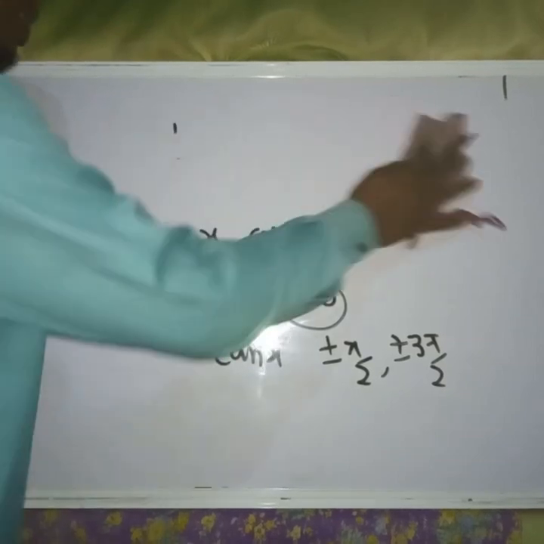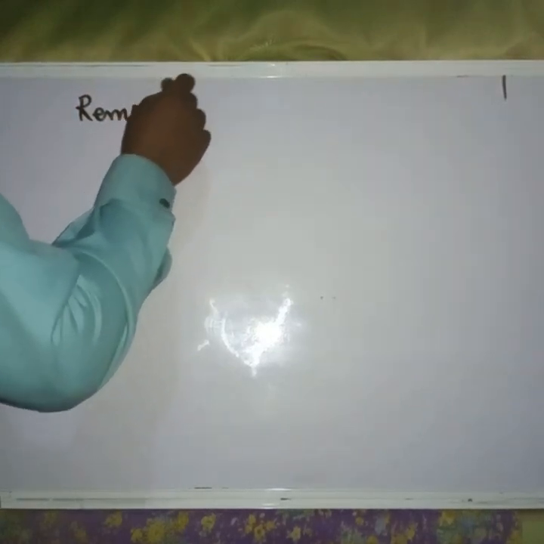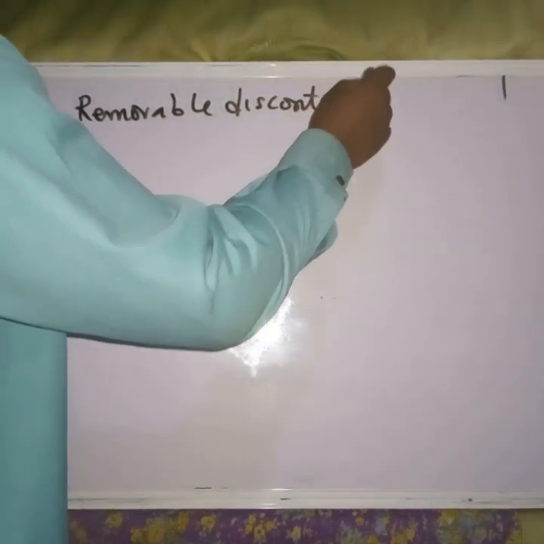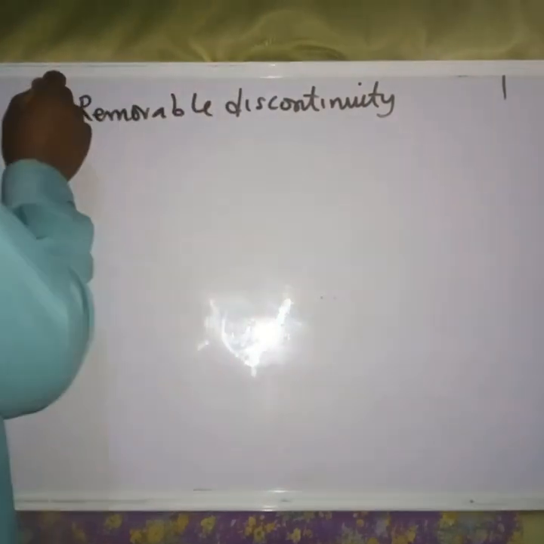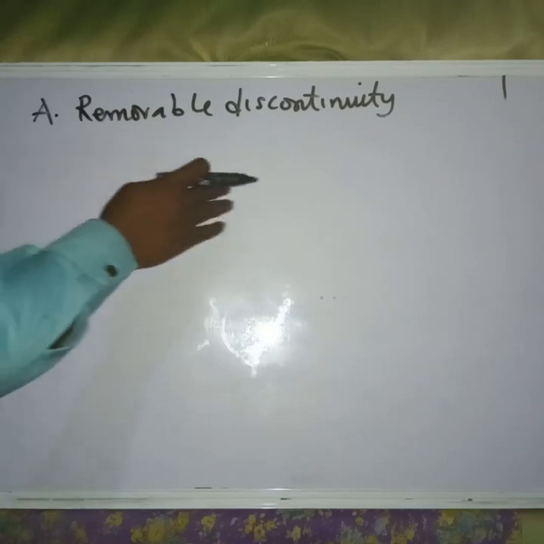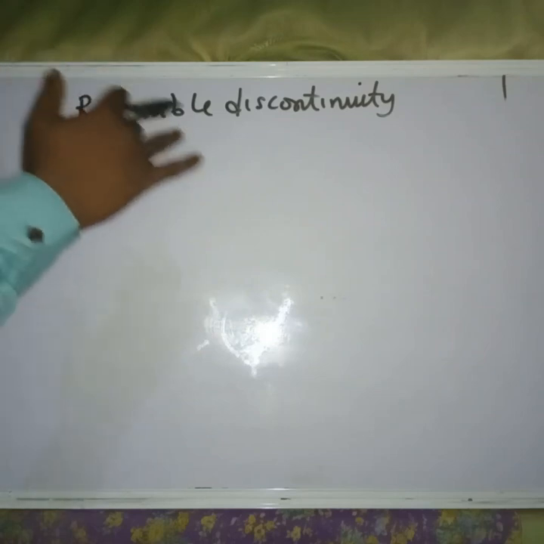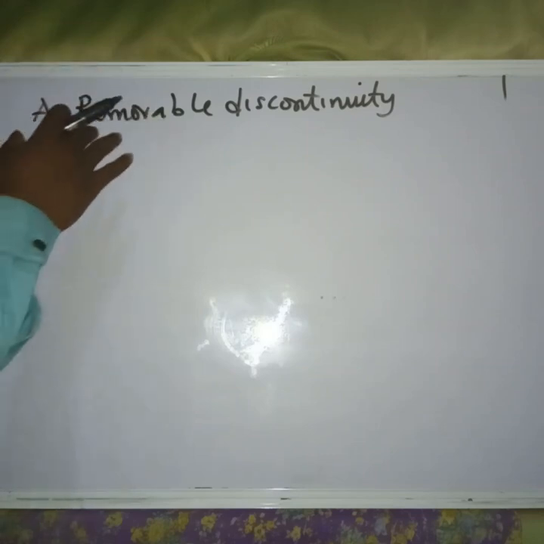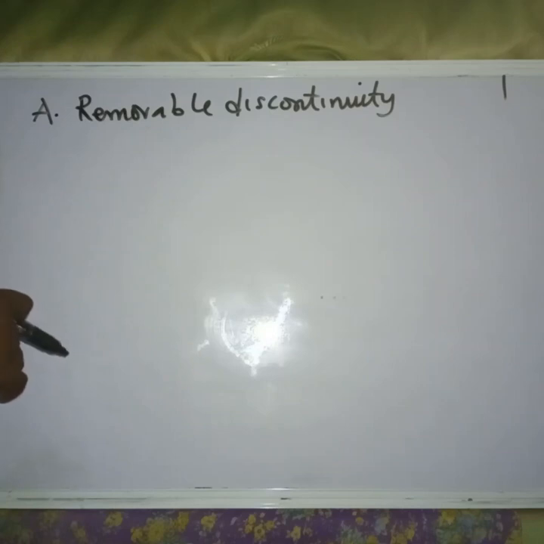The first part is known as removable discontinuity. This type of discontinuity arises when we have a function which is discontinuous at a particular point, but when we define the function, that function now has a limit. Then we say such a function is a removable discontinuous function.